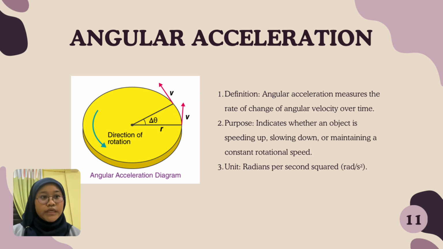This image shows an example of angular acceleration. As the slope of the angular velocity-time graph increases, it indicates positive angular acceleration, meaning the object is speeding up. Conversely, a negative slope indicates the object is slowing down.